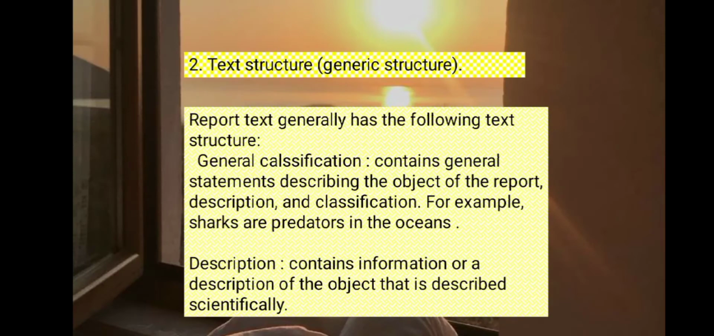Next slide, number 2. Text structure or generic structure. Report text generally has the following text structure. There is general classification. Contains general statements describing the object of the report. For example, sharks are predators in the oceans. And next, description. Contains information or a description of the object that is described scientifically.